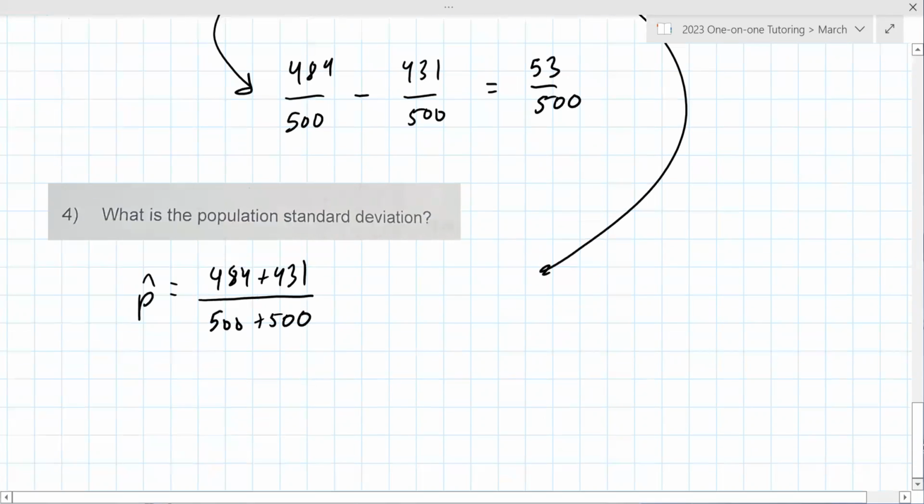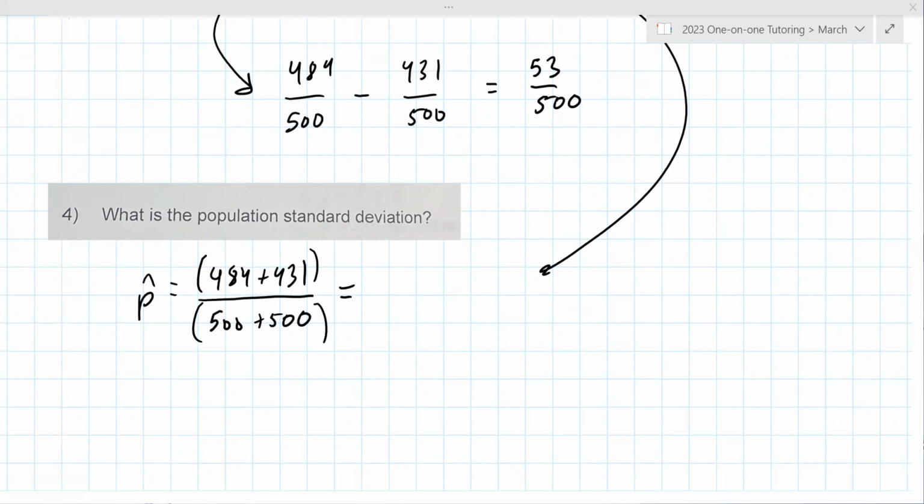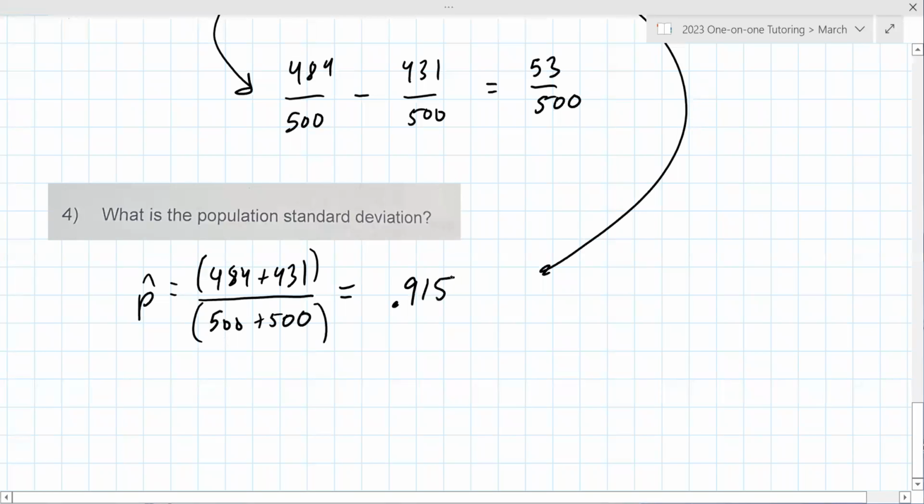You gotta put parentheses in the numerator and denominator. Okay. Oh, 0.915. Yes. Okay. The number has to be between 0 and 1. So just maybe that goes on a note card there.